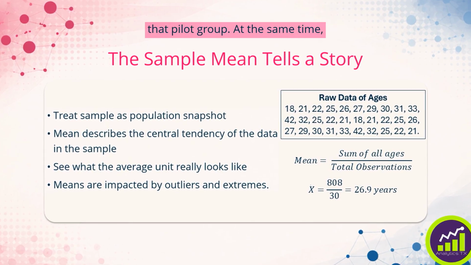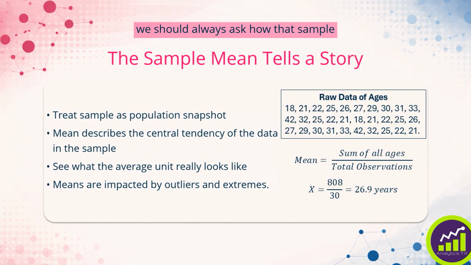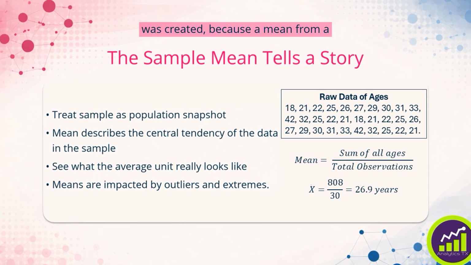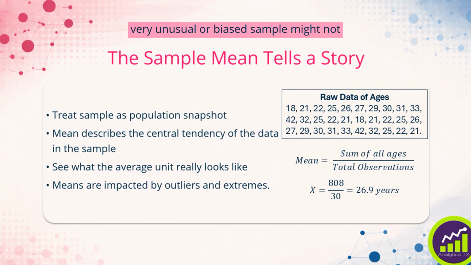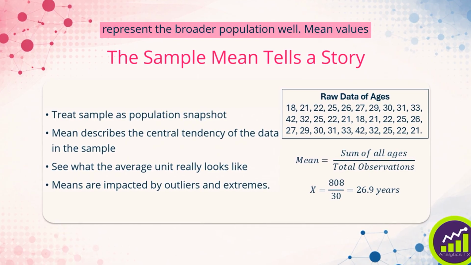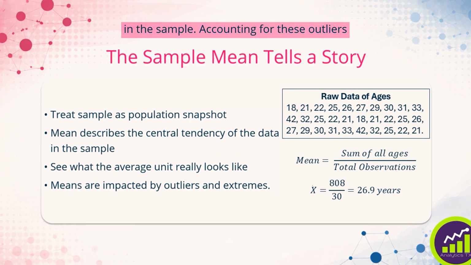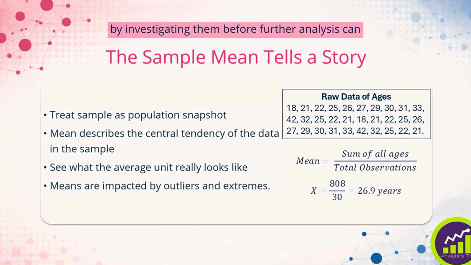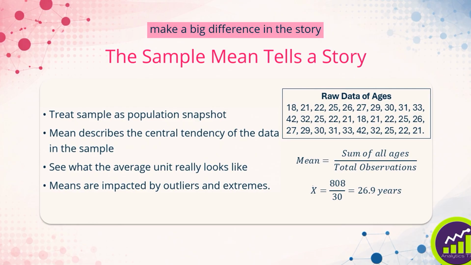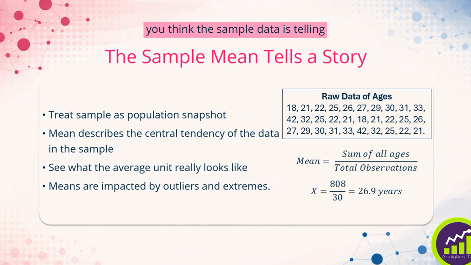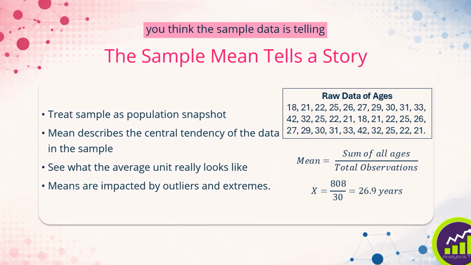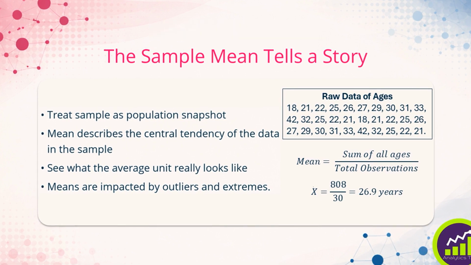At the same time, we should always ask how that sample was created, because a mean from a very unusual or biased sample might not represent the broader population well. Mean values are impacted by outliers and extreme values in the sample. Accounting for these outliers by investigating them before further analysis can make a big difference in the story you think the sample data is telling versus the true population story.